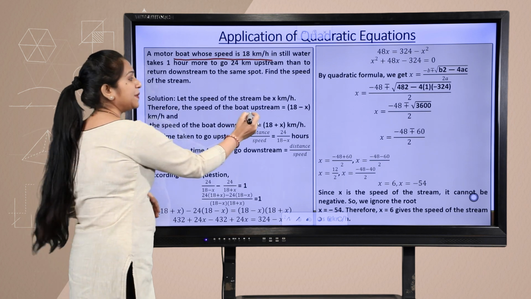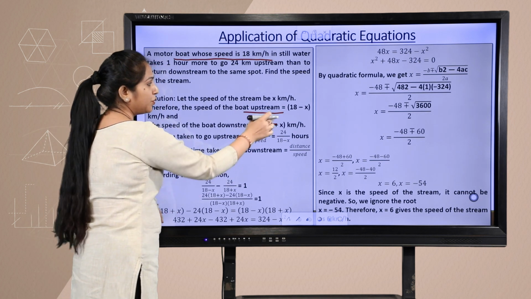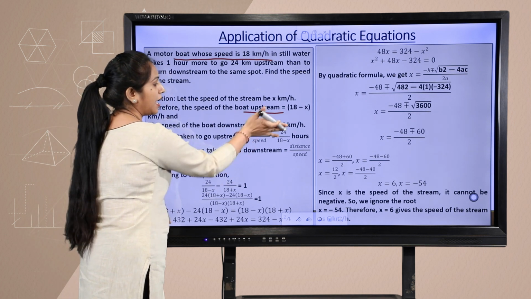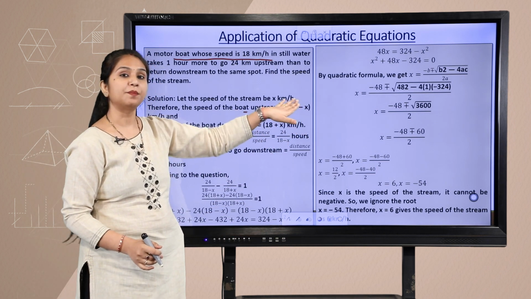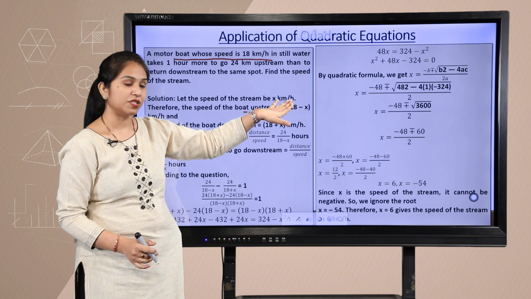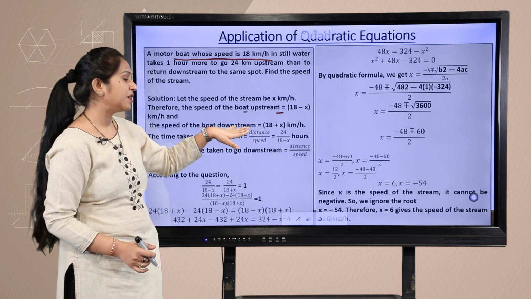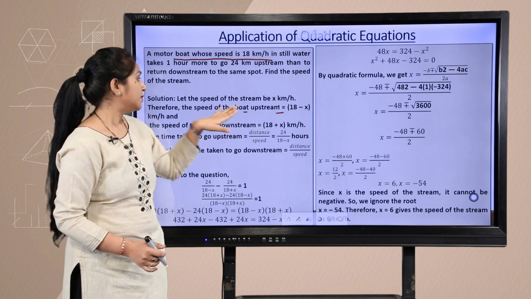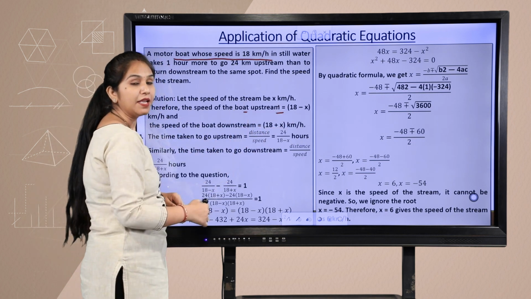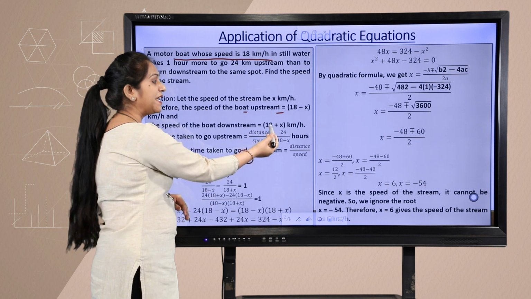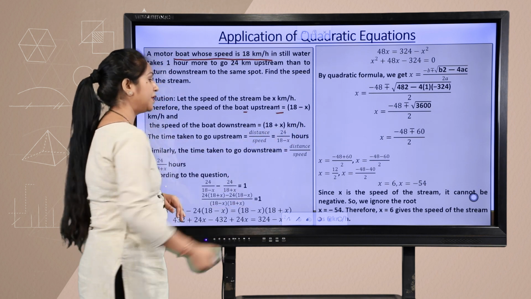So what will be the speed in the upstream case? In case of upstream, the speed of the stream is subtracted from the speed of the boat, and in case of downstream, the speed is added. So in case of upstream, it is 18 minus x km per hour, and in case of downstream, it becomes 18 plus x km per hour.